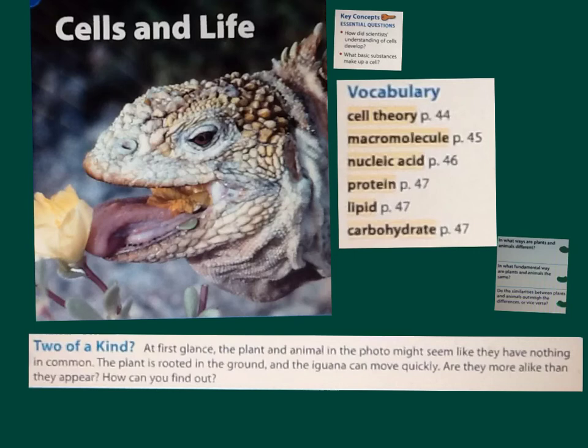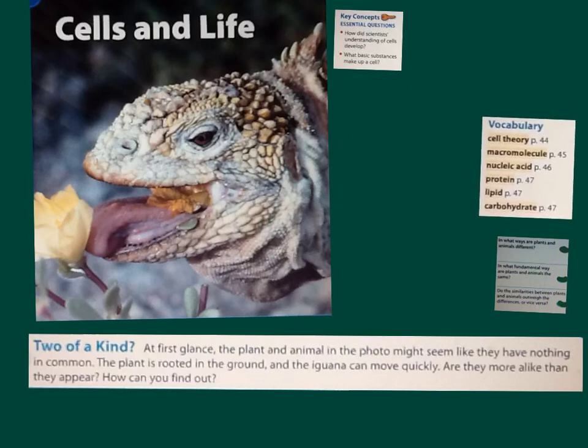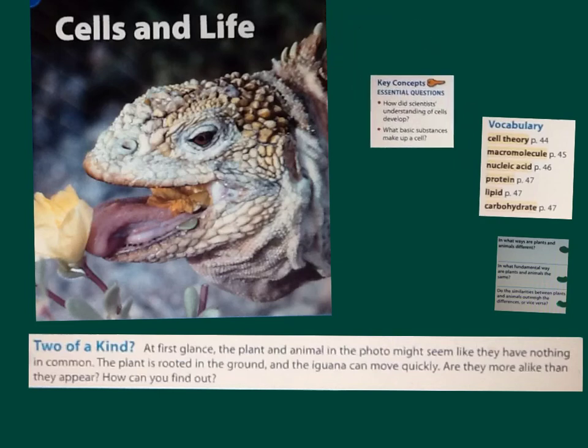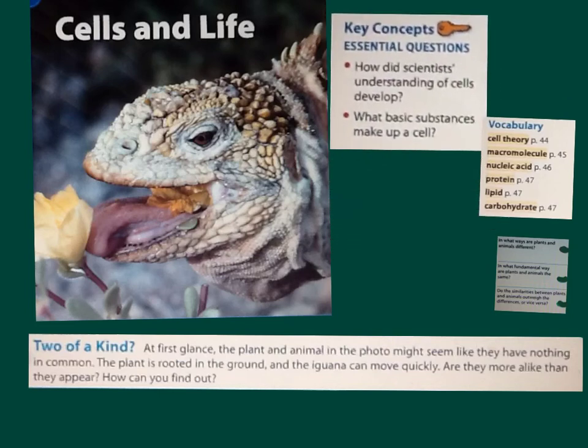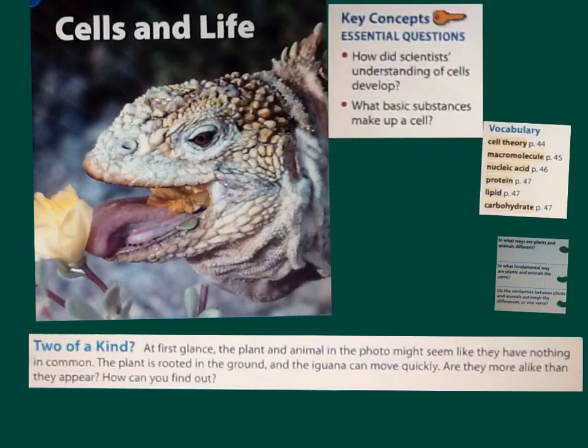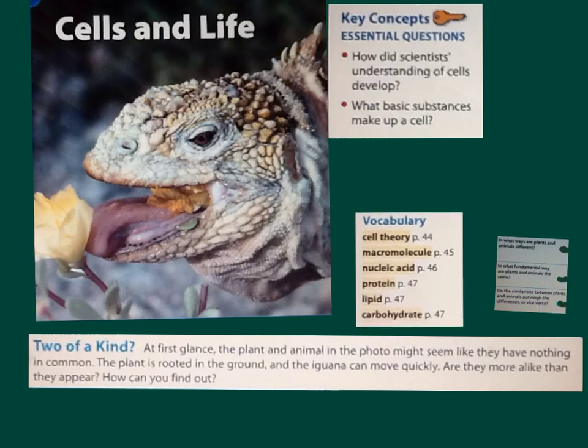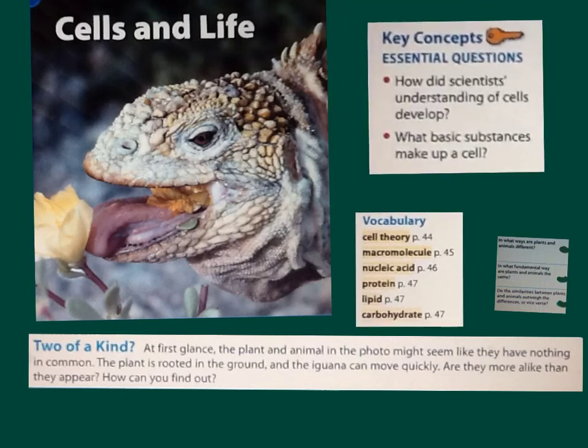The last thing I want you to know about for this piece of information is the key concept questions. So these questions you're going to be writing down, and we're going to make sure that by the end of this lesson you know how to answer them. The first key concept question is, how did scientists' understanding of cells develop? The second key concept question that we're going to need to answer by the end of this lesson is, what basic substances make up a cell?